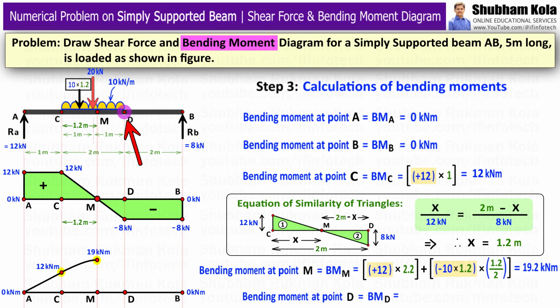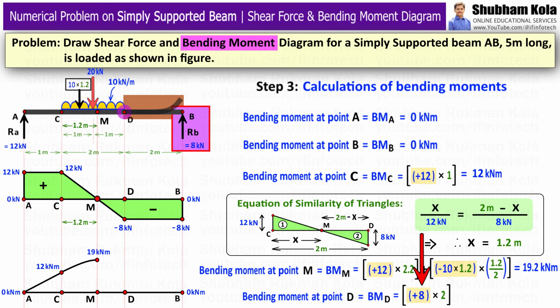Now next we have to calculate bending moment at point D. Here at the right hand side of point D, there is reaction force Rb. Due to this force, the beam shows sagging effect, and for sagging effect of the beam, I will consider this force as positive. So I will add this force with positive sign. And as per decided, moment is force into distance, so I will multiply this force with the distance from the point of action of force, that is 2 meter. Therefore, after calculating, we get the value equal to 16 kN meter.